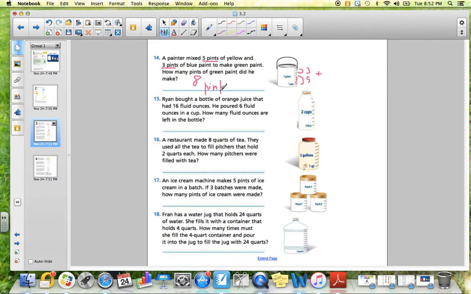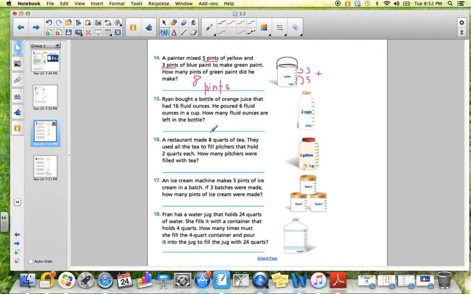And please, I know you can't really read it very well, but please make sure you are labeling every single answer you have for your word problems. A lot of you didn't label your answers on your test you just took, and you have to label it. It's very important. Okay, number 15.